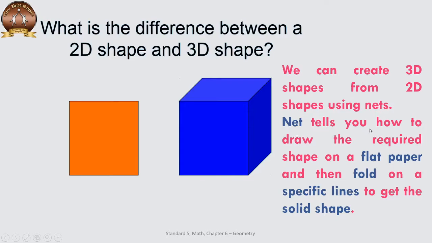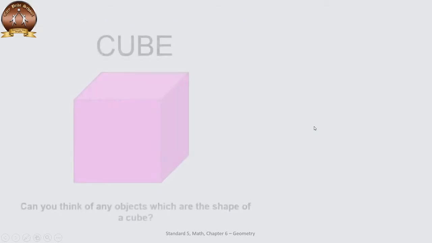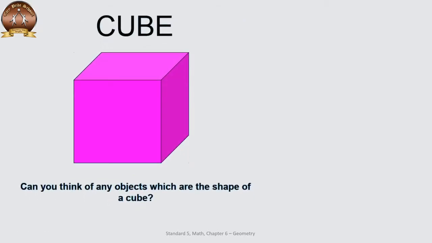A net tells you how to draw the required shape on a flat paper and then fold on the specific lines to get the solid shape. So this 2D shape can be used to make a 3D shape, when we know the net of this shape. Now, this is a cube. This is a 3D shape.